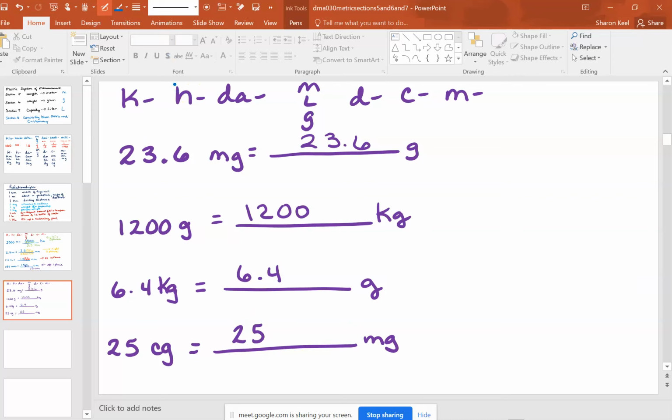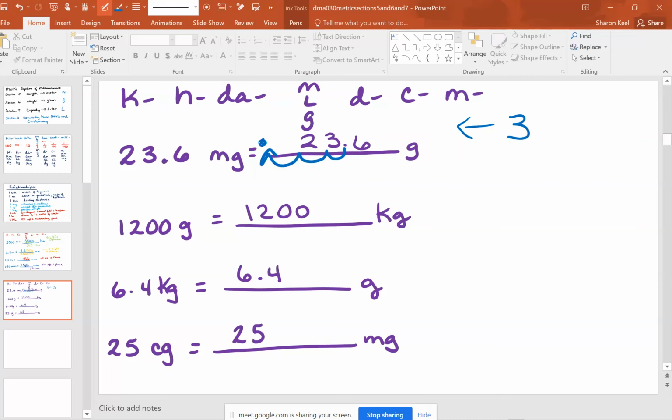Okay, so for our first one, we're going from milligram to gram. So we're starting here at milli, the prefix on the far right, and we're going to go left to gram. So we're going to go left 1, 2, 3 places. We're going to go left 3. So if I start here where the decimal is, I go left 1, 2, 3.